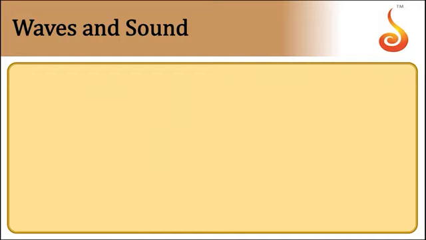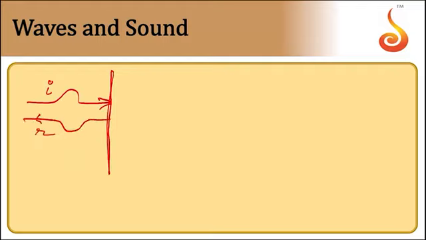We can show a pictorial representation here. This is the boundary on which the wave is incident. Let's assume that the wave is incident like this. This is the incident wave, and the reflected wave can be shown like this, and the transmitted wave is like this. Remember, this is rarer and this is denser.